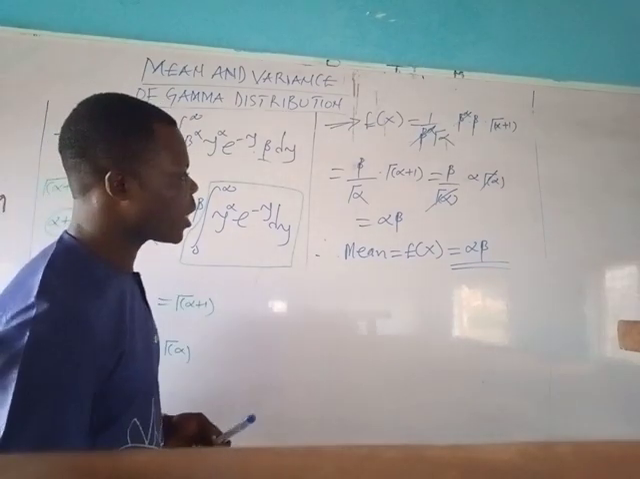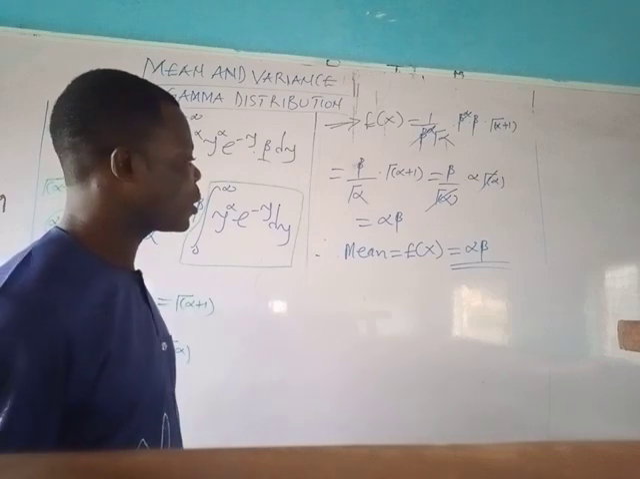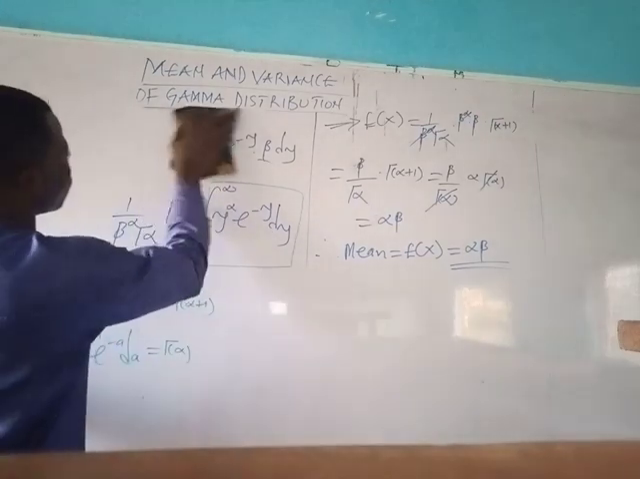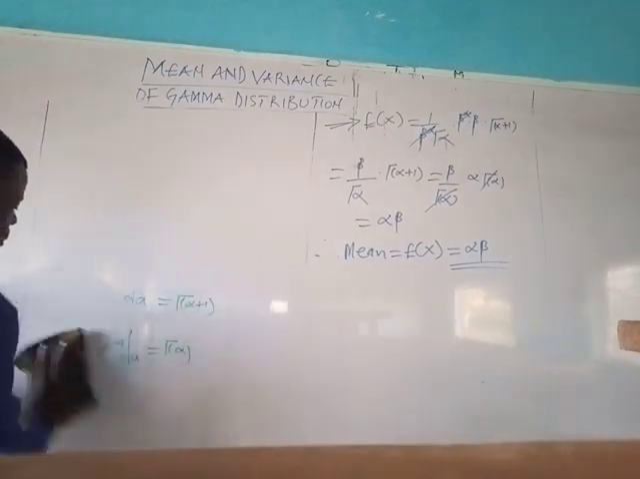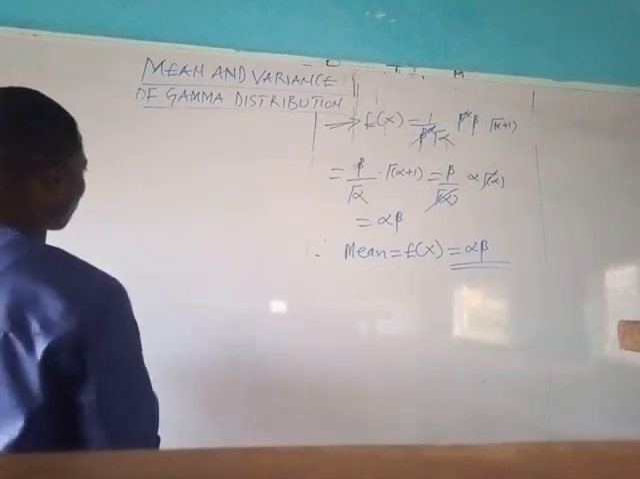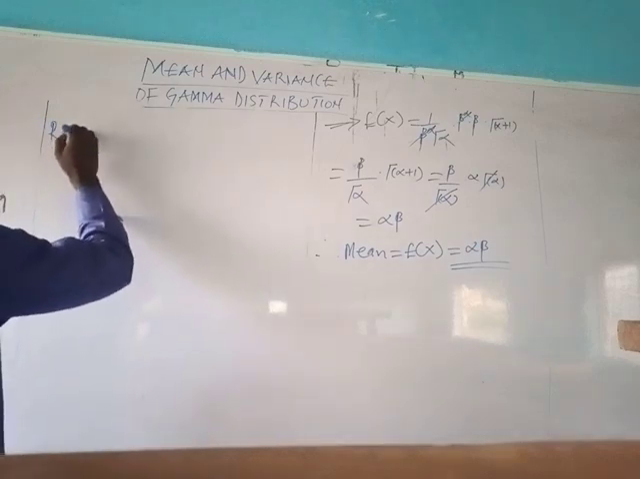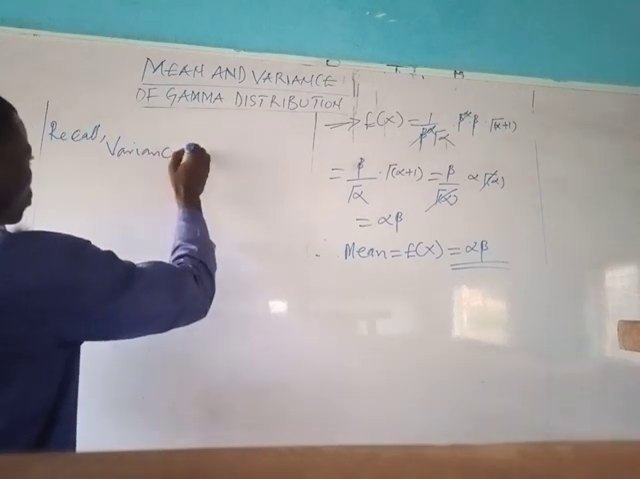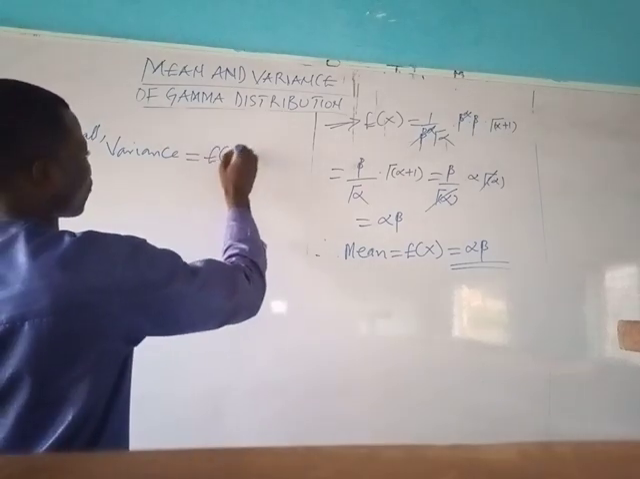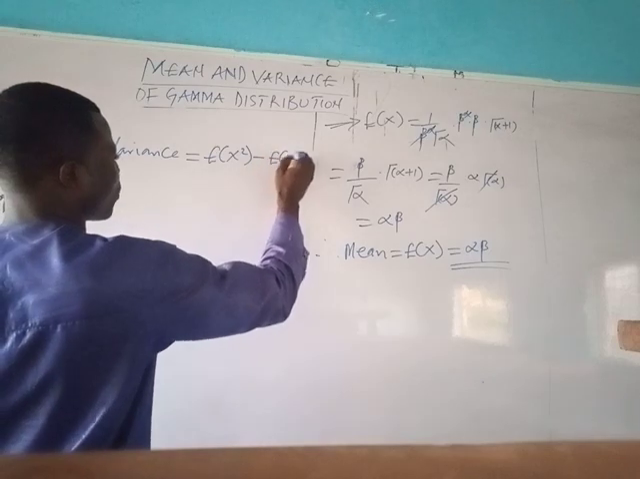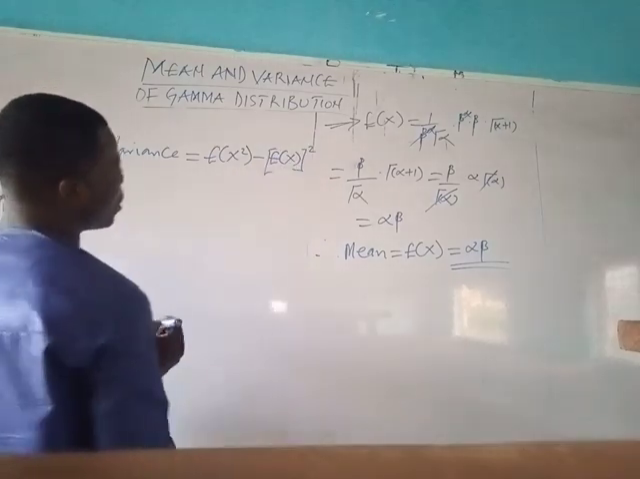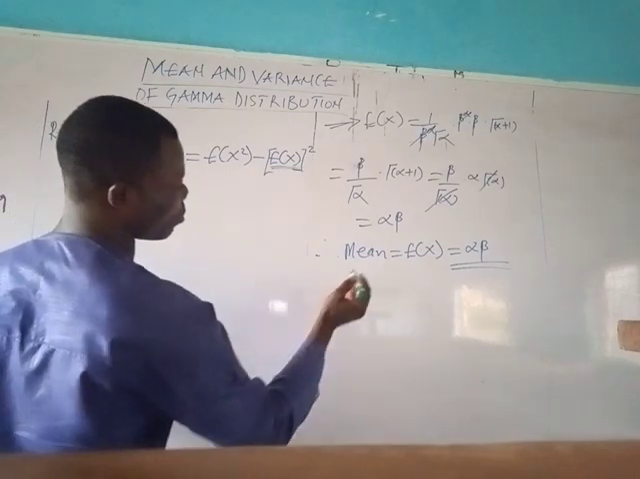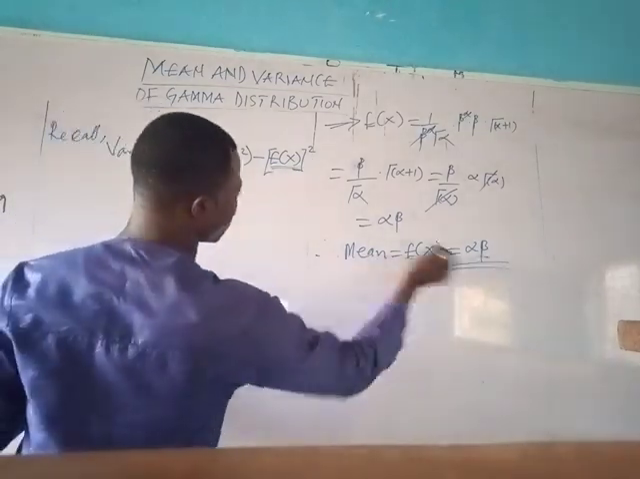We can also find the variance of a gamma distribution. So how do we do that? Let's look at how we can find the variance of a gamma distribution. If you recall the properties of variance, we were told that variance is equal to expected value of x squared minus expected value of x, all squared. This is the mean, which we just calculated. We are putting the value of this here and squaring it.